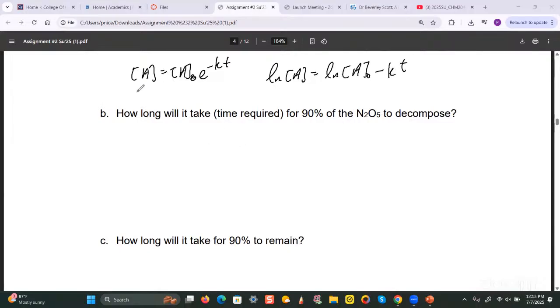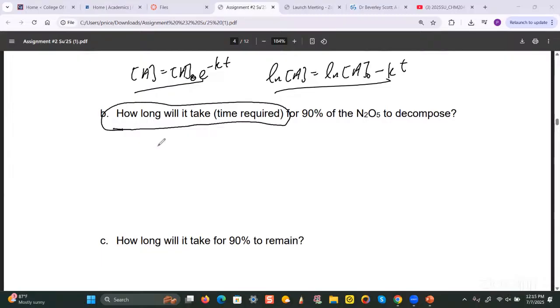All right. So my question to you is, which one of these two forms of the equation would you use to solve this question? And the hint is right here. How long will it take? So the second one. Exactly, I would use the second one. So if you remember, when we rearrange this, we get t is equal to ln of initial concentration of A over concentration of A, divided by k, right?